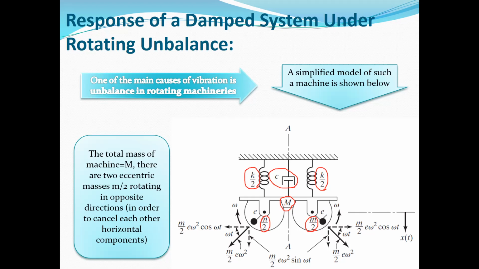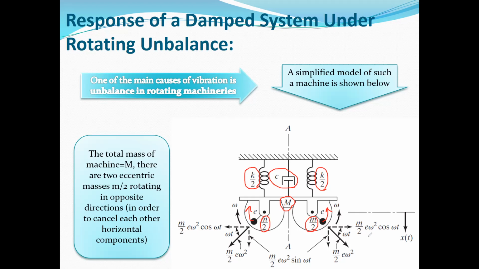Because these two particles are rotating about this point. As you can see, this one is rotating in counterclockwise direction, and this particle is rotating in clockwise direction. So due to the centrifugal acceleration and centrifugal force, we will have two components in horizontal and vertical direction.